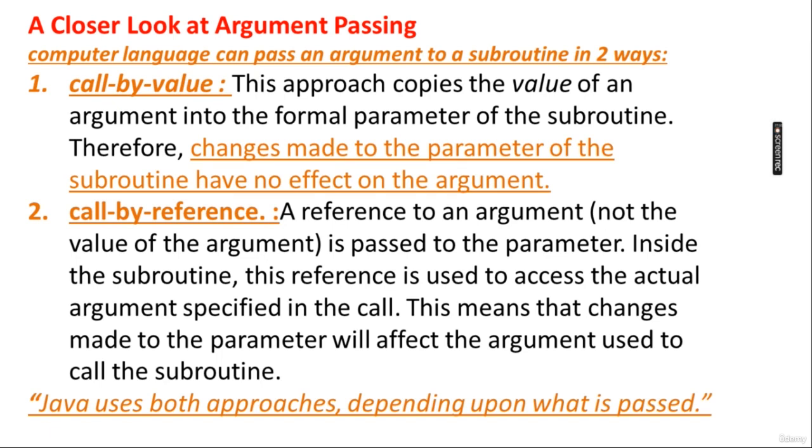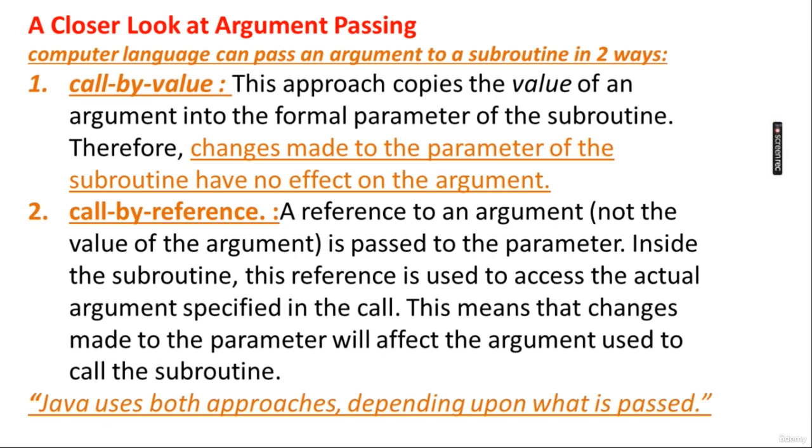Now we will see argument passing in detail. Argument passing can be done in two ways: call by value and call by reference. Call by value copies the value of argument into the formal parameter of the subroutine or a method. Therefore, changes made to the parameter of the subroutine have no effect on the argument. Then call by reference: a reference to an argument, not the value of argument, is passed to the parameter. Inside the subroutine, this reference is used.